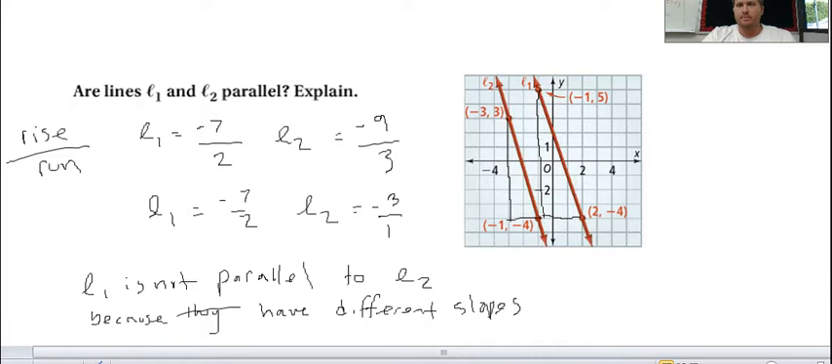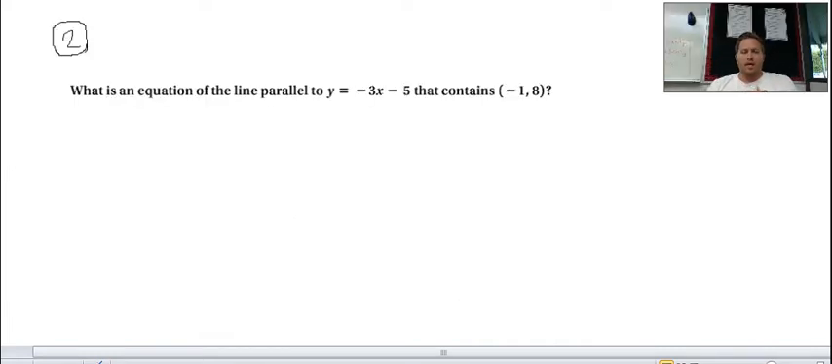Alright, on to our next one. Problem number 2. This one says, what is an equation of the line parallel to y equals negative 3x minus 5 that contains negative 1 comma 8? So we need to write an equation. If I remember, what makes lines parallel? Well, in order to be parallel, they have to have the same slope. So I see right here that the slope in this case is negative 3. So it's going to have that same slope.